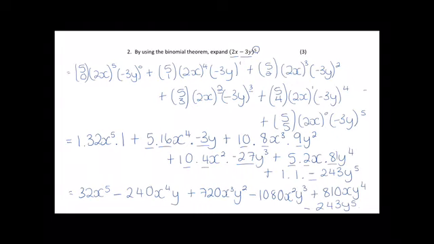Similar to your first question, this question's out of 3 again. So you're getting 1 mark for understanding your binomial expansion. You're getting a 2nd mark for starting to process it, working through it. And then you'll get your 3rd and final mark for your final answer. So question 2 is out of 3.